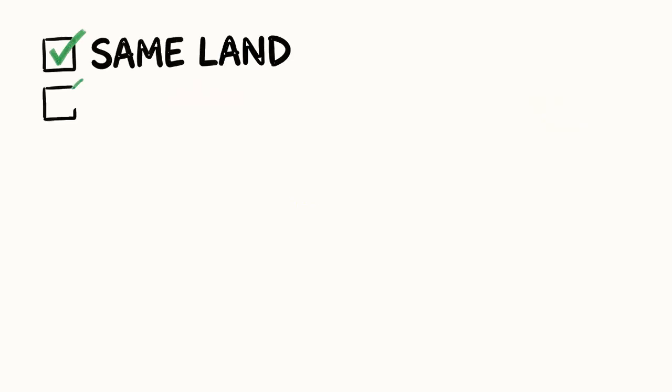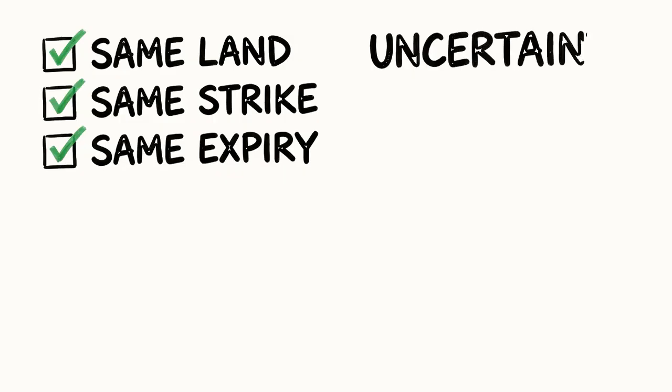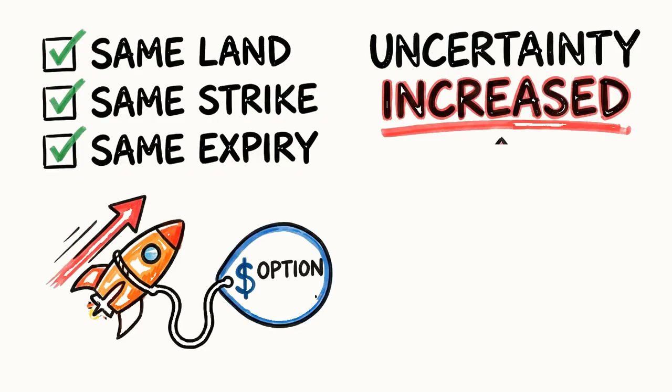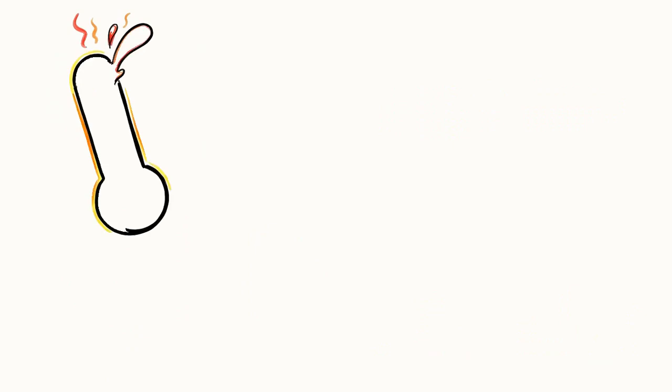Nothing about the land changed. Same property, same strike price, same expiry. The only thing that changed was how uncertain the outcome had become, and that uncertainty drove the option price up. That is implied volatility. Now the plot thickens.